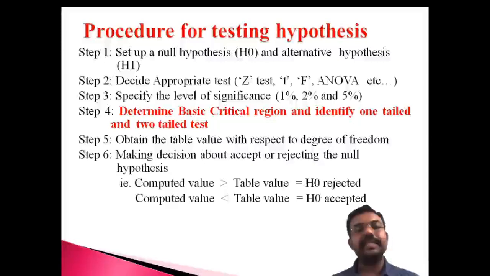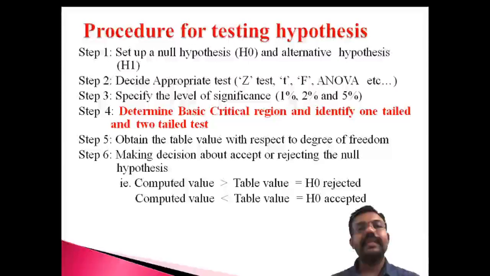The last step is deciding whether to accept or reject the hypothesis. Suppose the calculated value is greater than the table value, then H0 is rejected. That means the null hypothesis is rejected and H1 is accepted. Suppose the computed value is less than the table value, then H0 is accepted. These are the steps or procedures for testing a hypothesis.